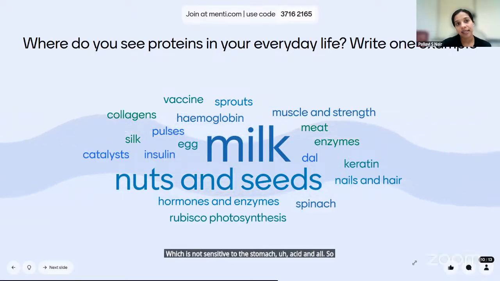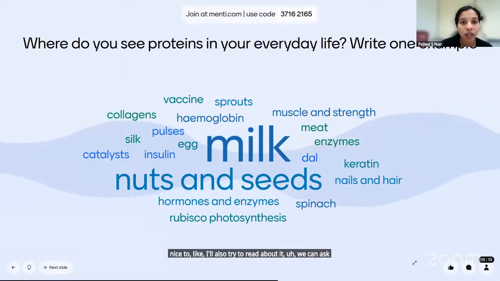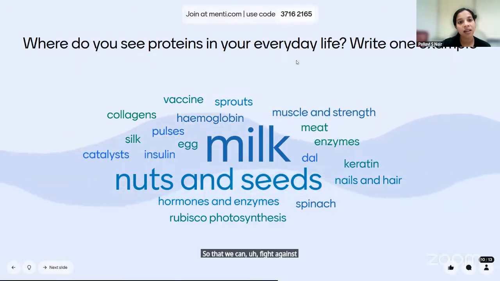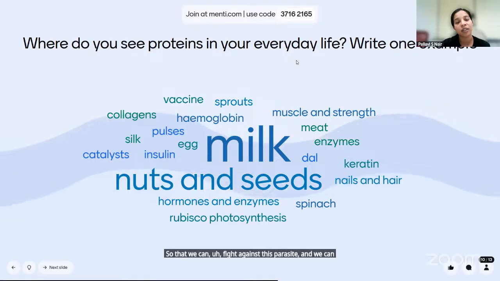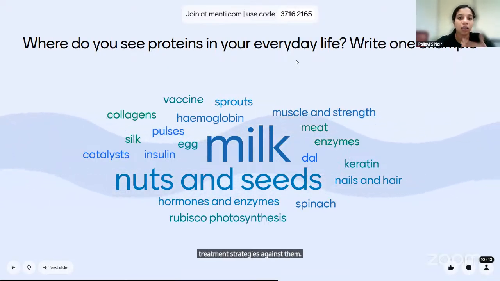So it's nice, I'll also try to read about it. We can ask Rahul also if he is aware of something else, so that we can fight against this parasite and come across different treatment strategies against them. Rahul, do you have any other?